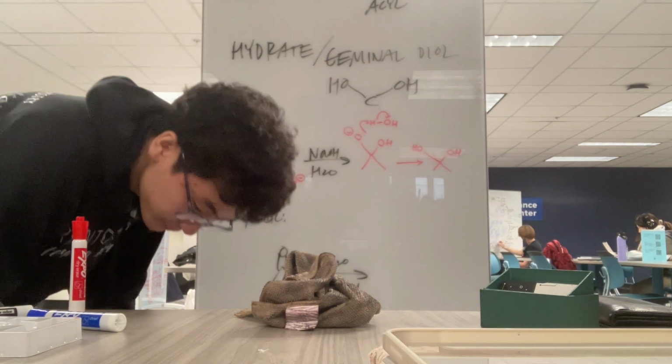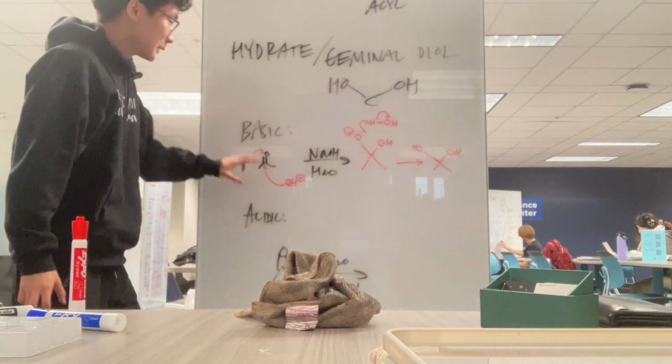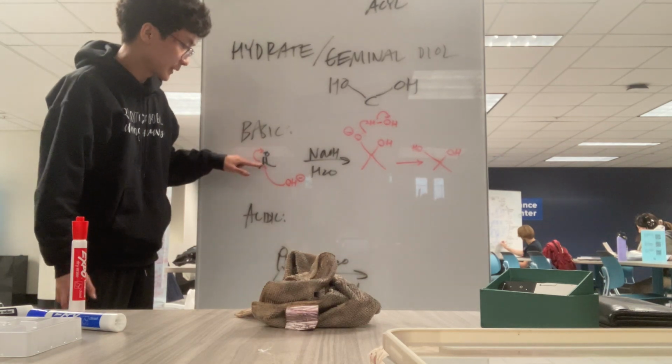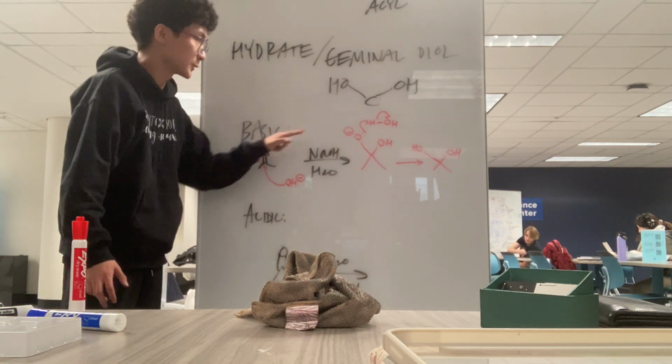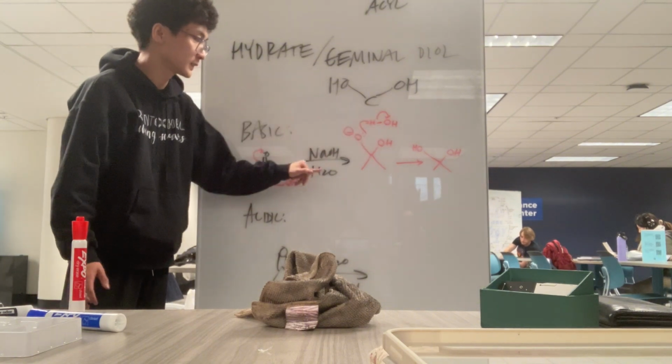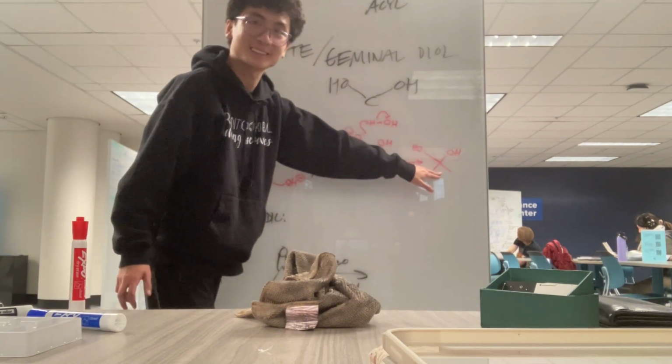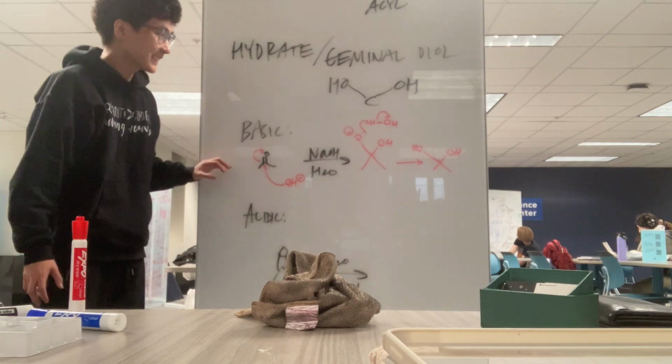So for basic conditions here, this is a strong enough nucleophile to attack this weak electrophile directly, creating this intermediate. Then this carbonyl becomes O-, which becomes protonated by the solvent water to give us our hydrate. That's it.